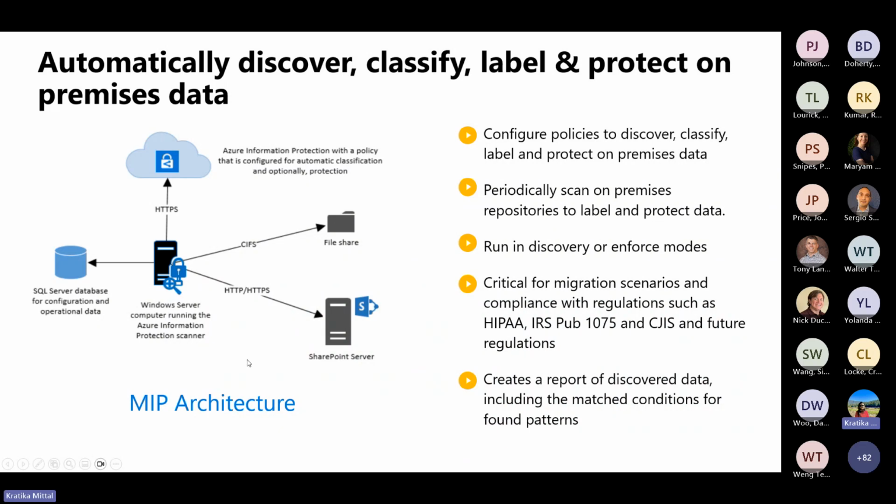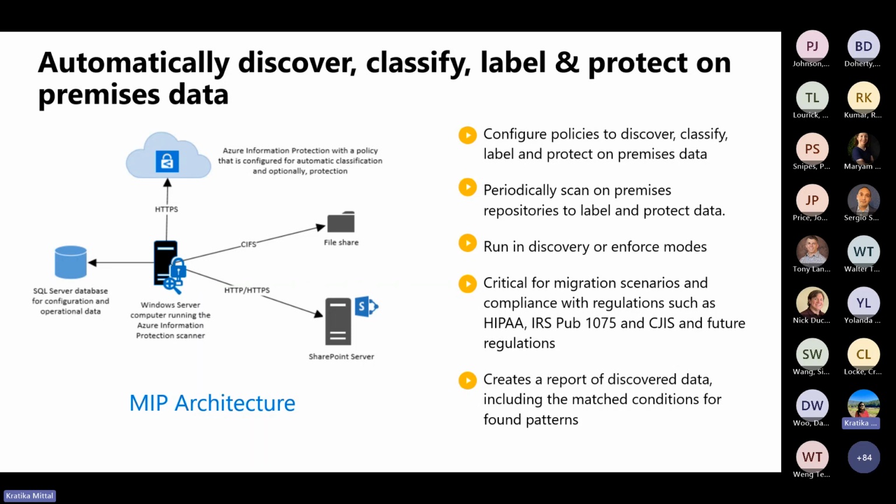This is the architecture of the AIP Scanner. It's a Windows service installed on the machine that crawls the remote repository. It's recommended to deploy a dedicated machine for it because the service is CPU intensive and memory consuming, and it's better to offload this work from the file repository itself. A SQL database is used for storing the configuration acquired from the Azure service and to maintain an operational database, to keep the list of scanned files and allow incremental scans.